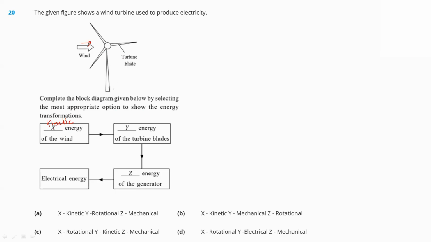Okay. So kinetic energy is changing into what? This kinetic energy of the wind is rotating the turbine. So it is converting into rotational energy. So Y is rotational energy. Then the rotational energy is going to convert into mechanical energy, okay, mechanical energy of the generator, as a result of which the generator will start and the electricity will be produced. So option number A is our right answer. X is kinetic, Y is rotational, and Z is mechanical.